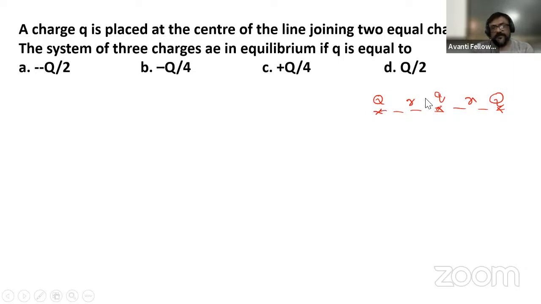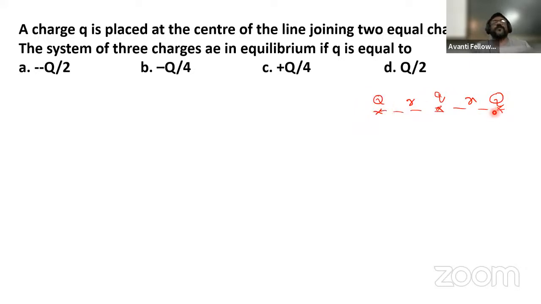If we consider these three as positive charges, then the first one will repel the small q in this direction, and the other capital Q will repel it in the opposite direction with the same force. So these two forces acting on the small q will balance each other. It will not experience any force, so it is in equilibrium. But that is not the only condition required for the equilibrium of all three charges. These two also must be in equilibrium. So the resultant force acting on capital Q must be 0.